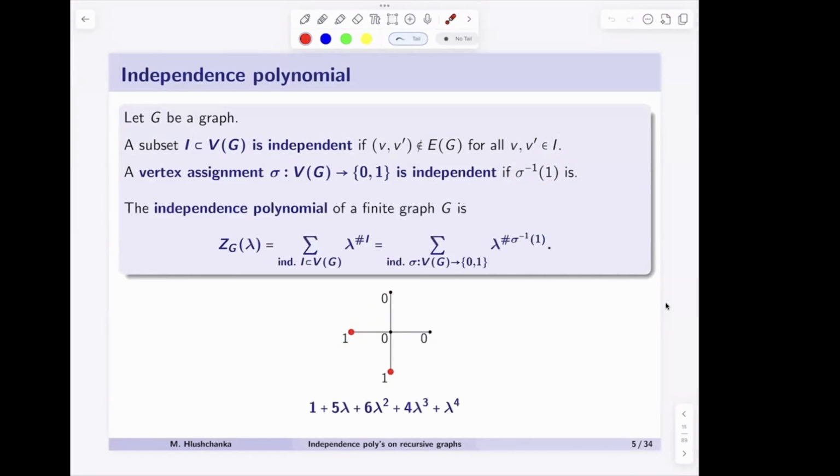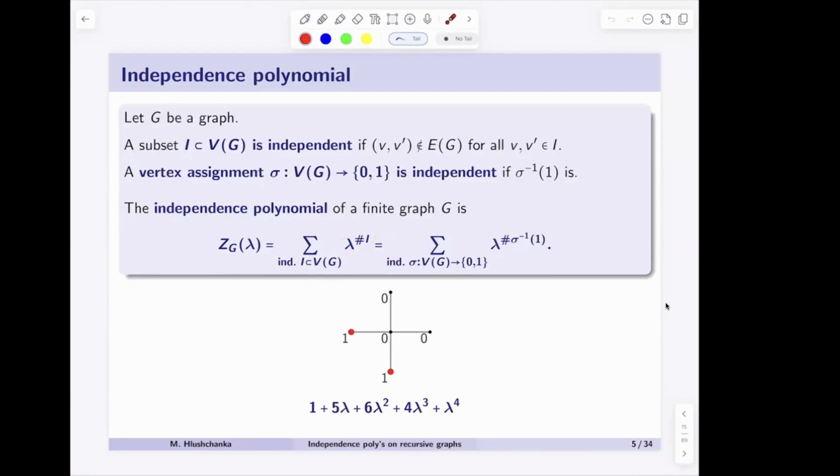So now, what is the independence polynomial? Well, it's defined for a finite graph G. I look at the generating function of the number of independent sets. Basically, I have a sum of monomials of this form: I look at all possible independent subsets in my graph, and I raise lambda to the size of this independent subset.